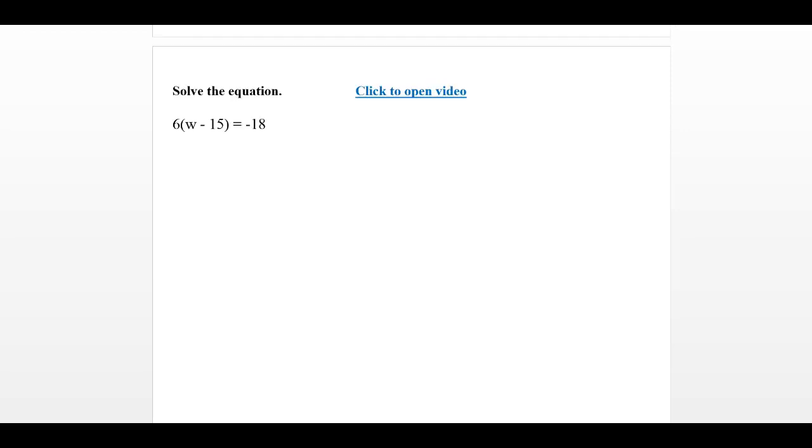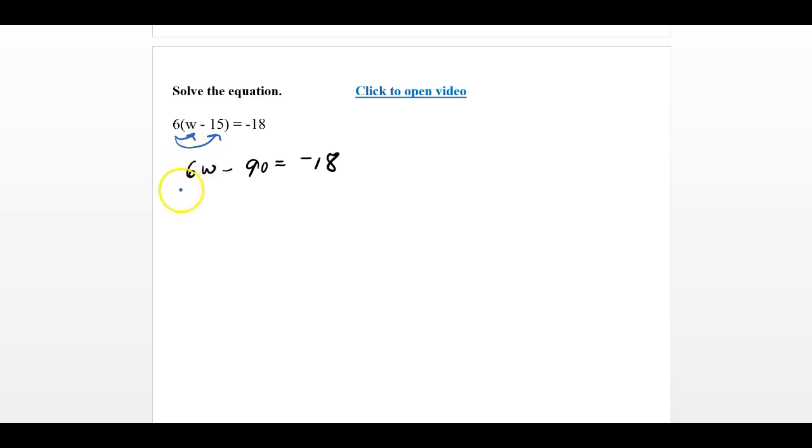For the next equation, we first start by simplifying the left side of the equation using the distributive property. 6 times 6w is 36w, and 6 times a negative 15 is a minus 90. Minus 90 equals a negative 18. Now that we've used the distributive property to simplify the left side of the equation, we can begin to solve.